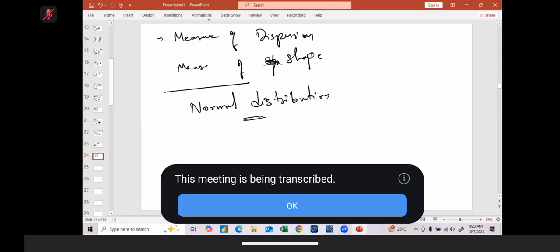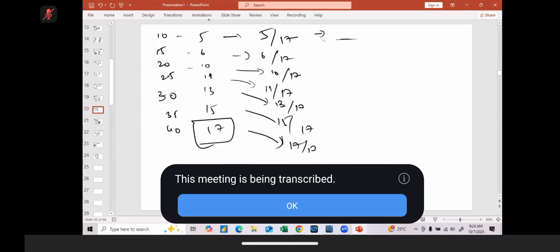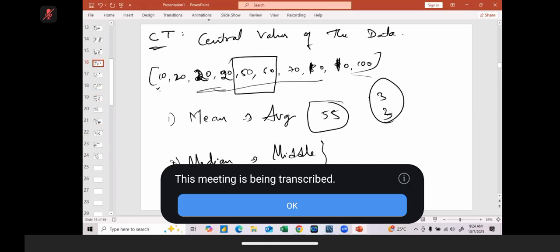Normal distribution means data is distributed normally. For example, if you put our data set in a graph, it looks like this, where mean equals median equals mode. That is called a normal distribution. For this data set 10, 20, 30, 40, 50, 60, 100, if the mean value is 55, the median is 55 and the mode is also 55, that is a normal distribution curve.